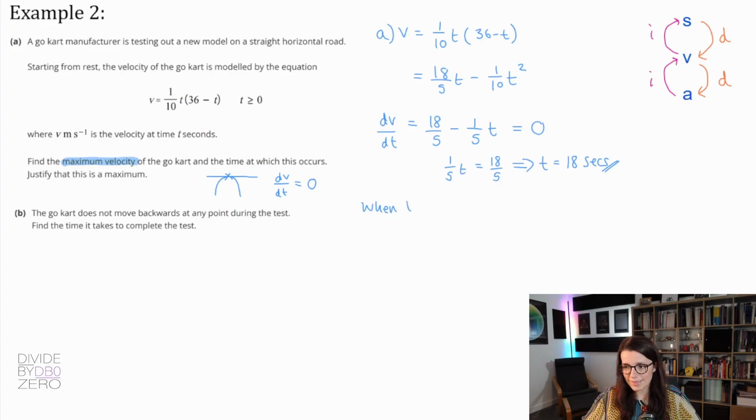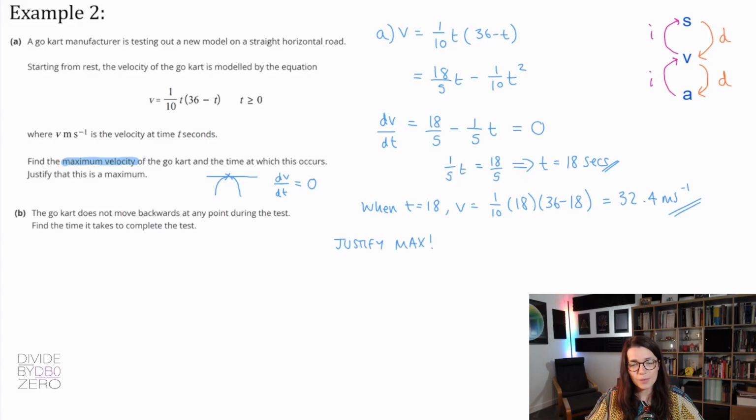So when t is 18, v would be 1/10 times 18 times (36 minus 18), which gives you 32.4 meters per second. We need to justify that this is in fact a maximum. So to do that, we need the second derivative. That's d squared v over dt squared, which in this case will just be minus 1/5. That is negative. Therefore, that's justified that it's a maximum.